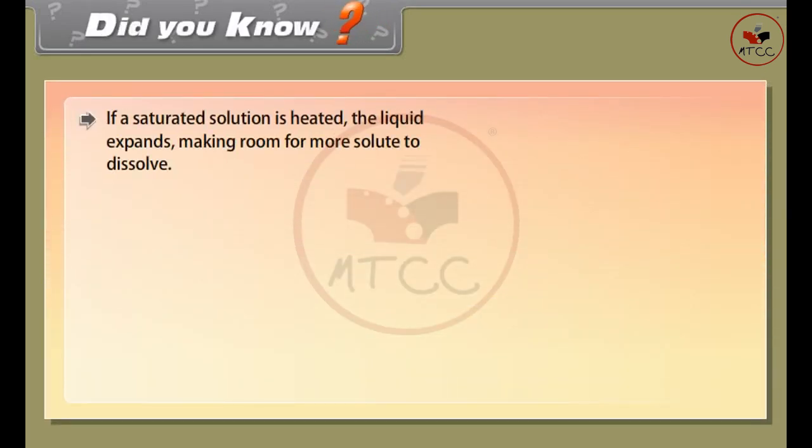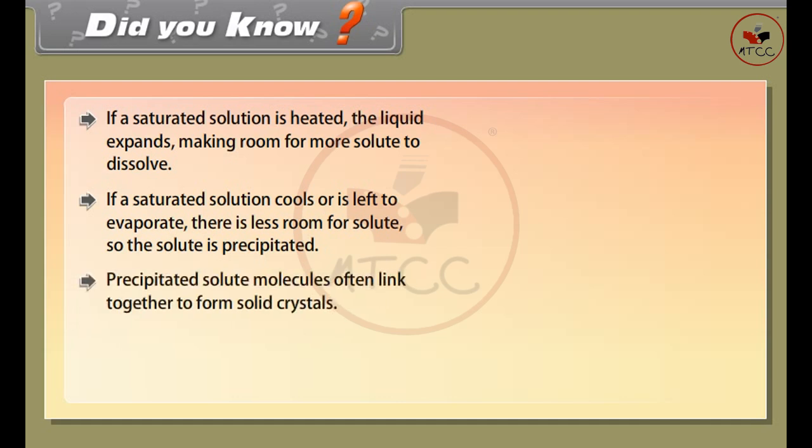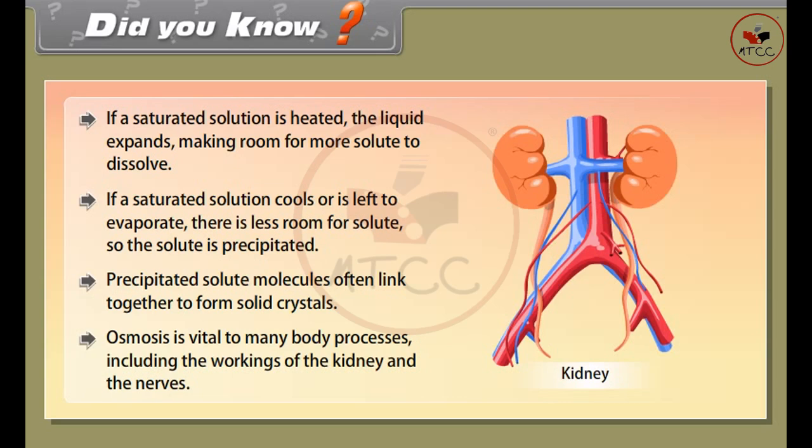Did you know? If a saturated solution is heated, the liquid expands making room for more solute to dissolve. If a saturated solution cools or is left to evaporate, there is less room for solute, so the solute is precipitated. Precipitated solute molecules often link together to form solid crystals. Osmosis is vital to many body processes, including the workings of the kidney and the nerves.